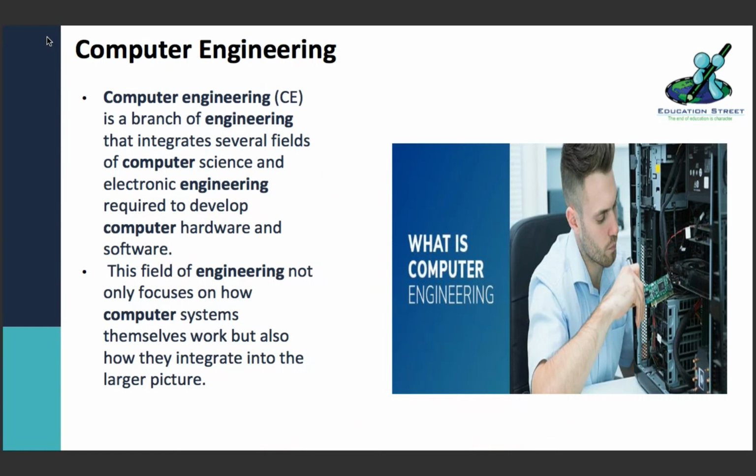So, the basics of computer engineering. Computer engineering is a branch of engineering that integrates several fields of computer science and electronic engineering required to develop computer hardware and software. This engineer works on both aspects, and hence there's a wide array of concepts which he or she can expose themselves to, right? This field of engineering not only focuses on how computer systems themselves work, but also how they integrate into a bigger picture.